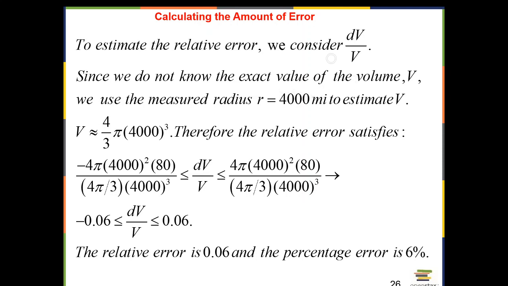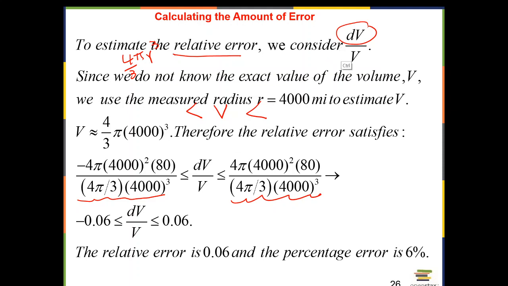But that's not what we wanted. We found dv, but we wanted the relative error. Relative error is dv divided by the volume. So what is the volume in between? Well, the volume is 4/3 pi r to the third power. That's the volume, and it's the same at 4,000, right?